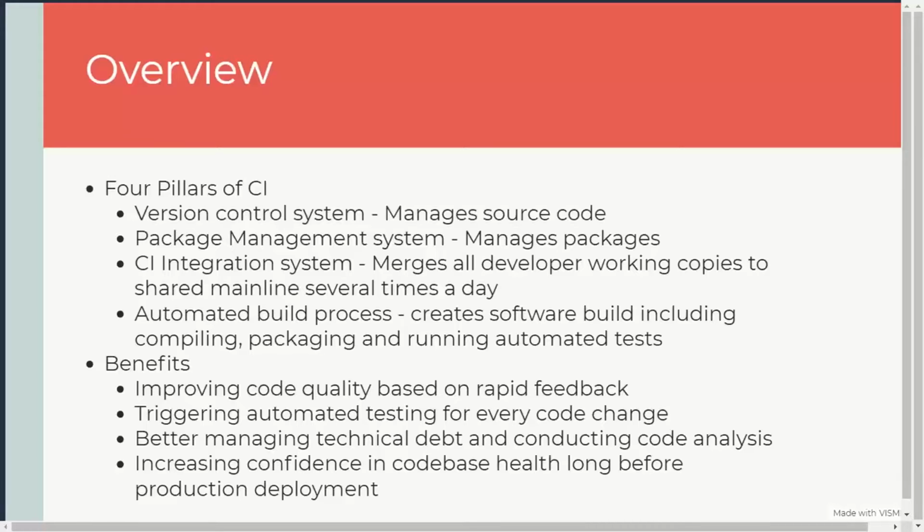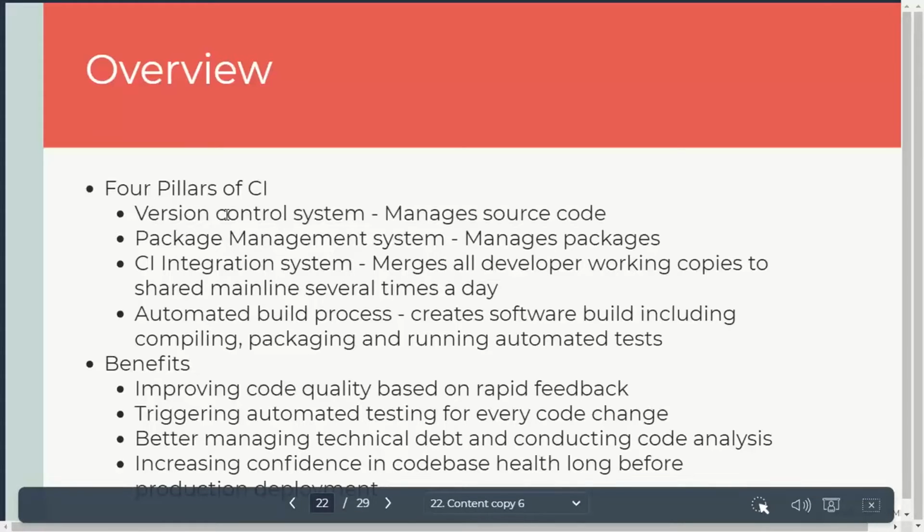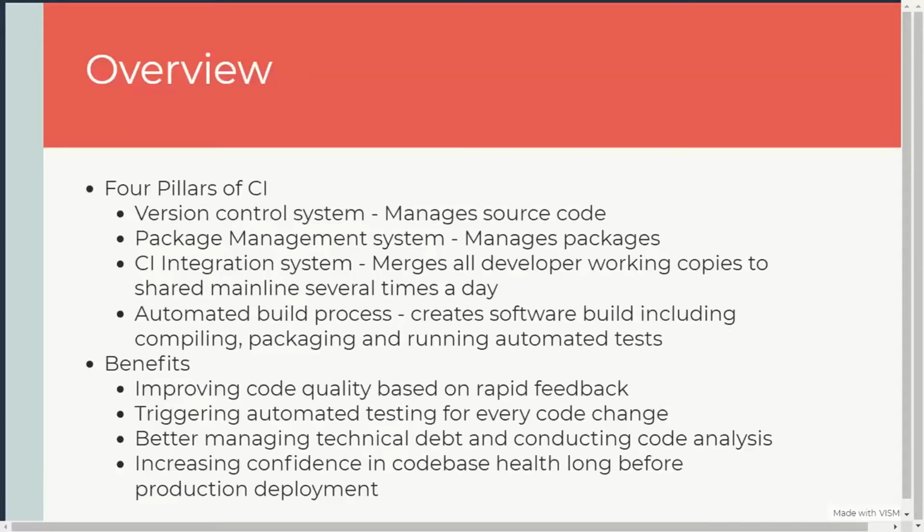Okay, so these are the four pillars actually. The version control system is for managing the source code. The package management system helps us download the dependencies. Then the CI integration system, the example being Azure DevOps and all. And then the automated build process, which will create the software build. Maybe in Java we can use Gradle and all, and in .NET projects, MSBuild.